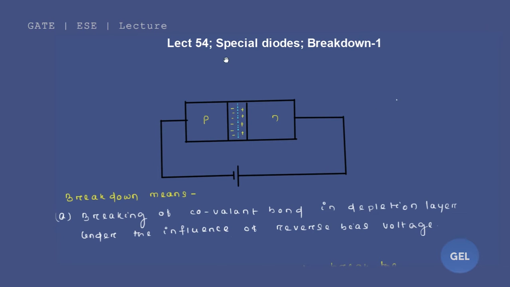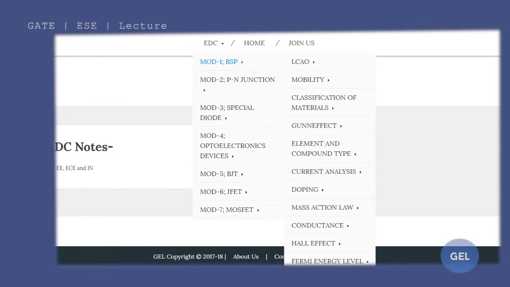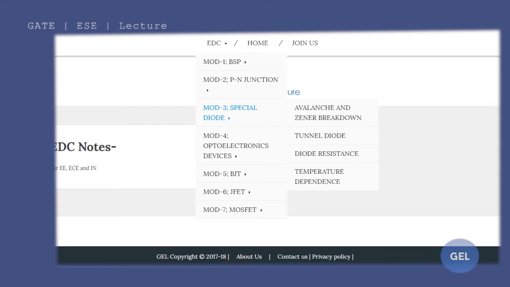Now the question is, what will this third module consist of? What is the content of this special diode? Look here carefully. We have completed basic semiconductor physics and PN junction. Now we are in special diode. This special diode consists of four beautiful chapters: tunnel diode, diode resistance, temperature dependence on VI characteristic, VI characteristics and other parameters we'll see in this chapter.